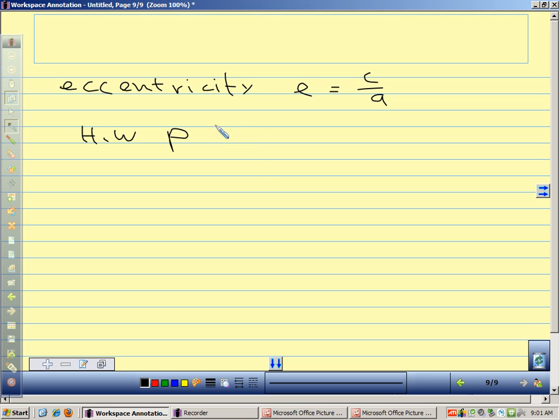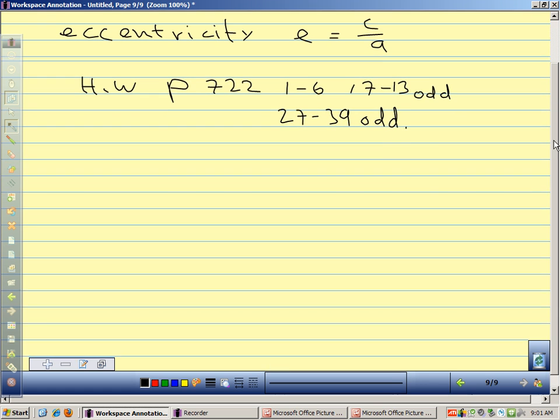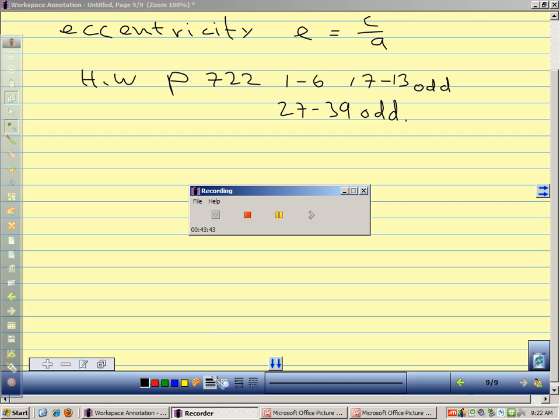All right, so we're on page 722. All right, there you go. You have 17 through 13 on. Oh, sorry, that should be 7, yes. Thank you.